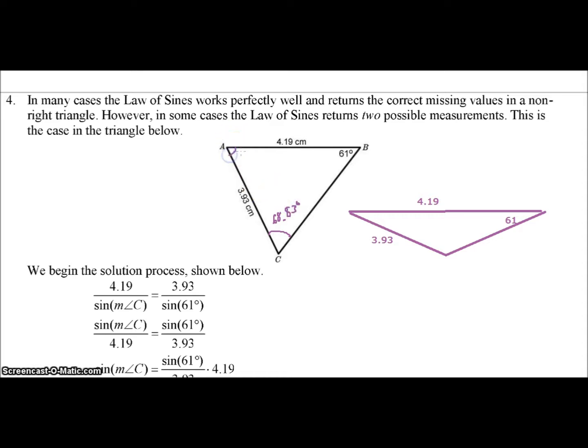So we can find this angle here. That is 180 minus 61 minus 68.83, because the sum of the angles of a triangle is 180 degrees. The only thing missing is this side BC, and BC over sine of 50.17 degrees will equal 4.19 over sine of 68.83 degrees.